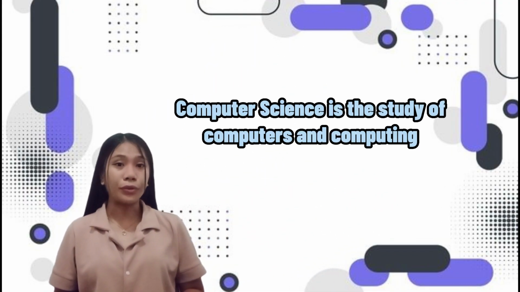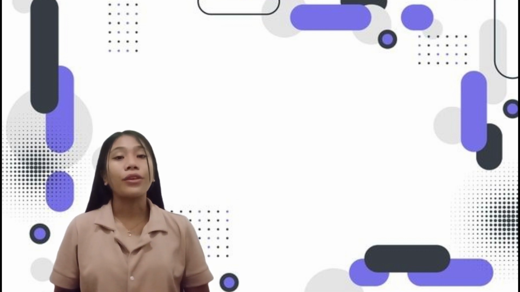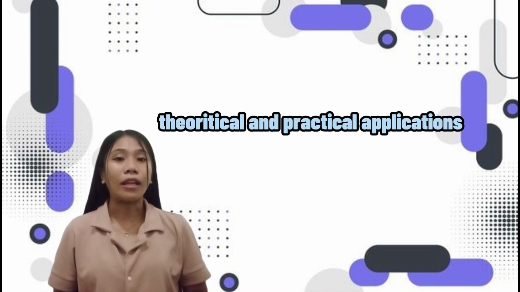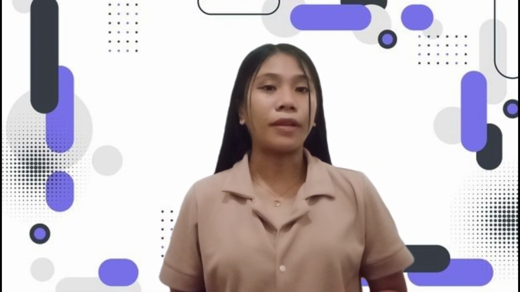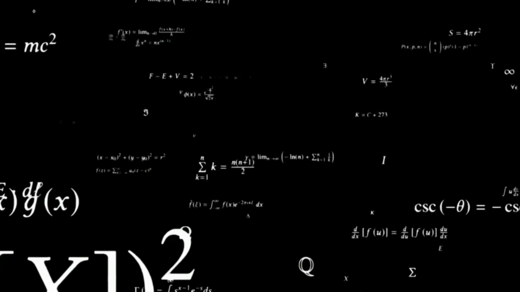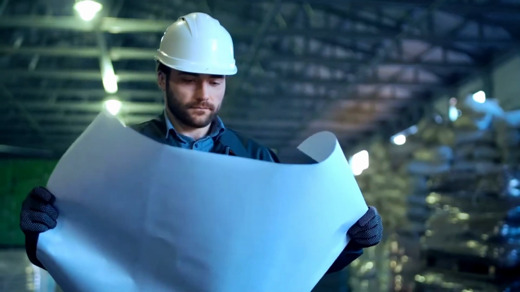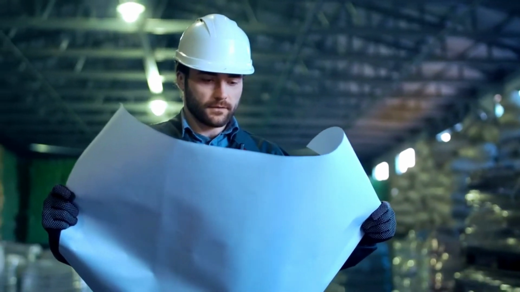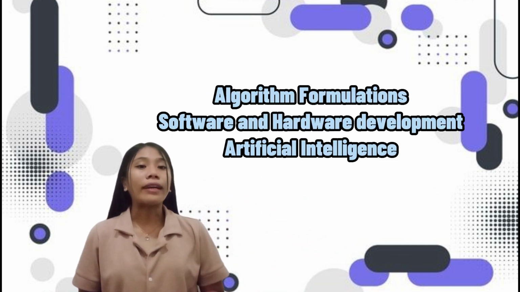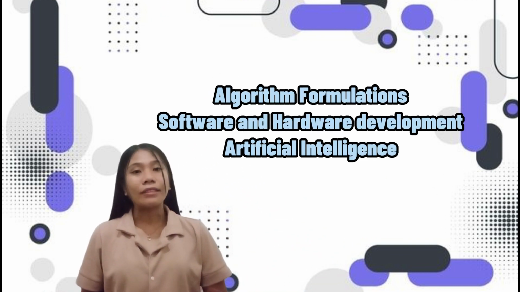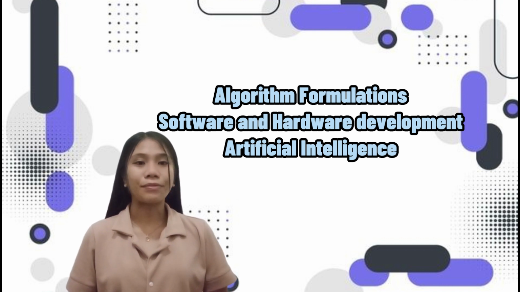Computer science is the study of computers and computing, as well as their theoretical and practical applications. Computer science applies the principles of mathematics, engineering, and logic to a plethora of functions, including algorithm formulation, software and hardware development, and artificial intelligence.